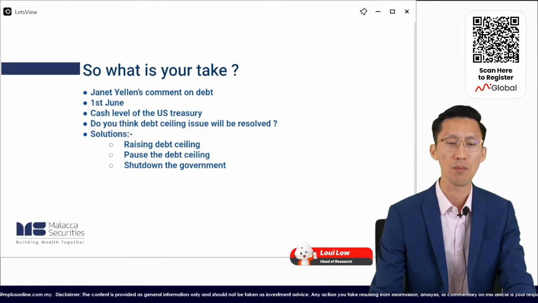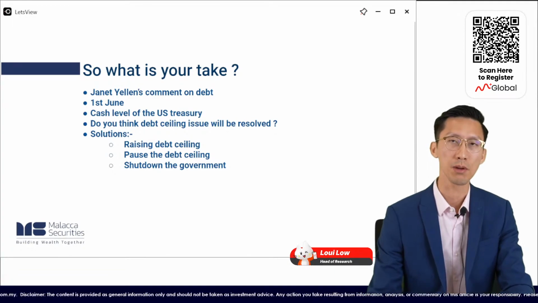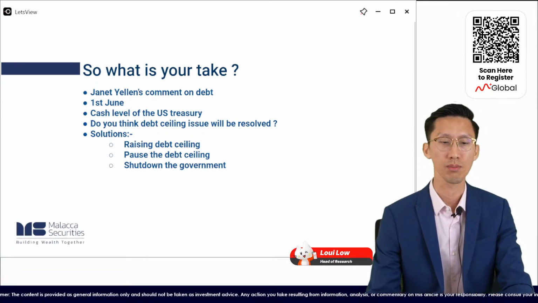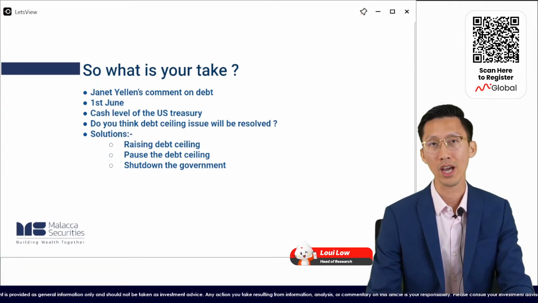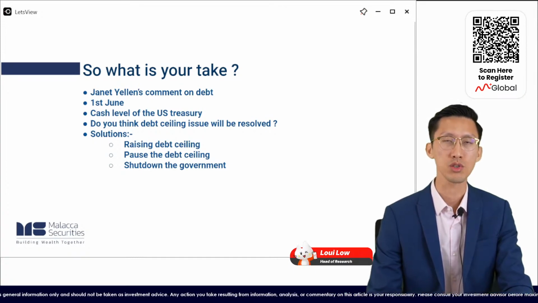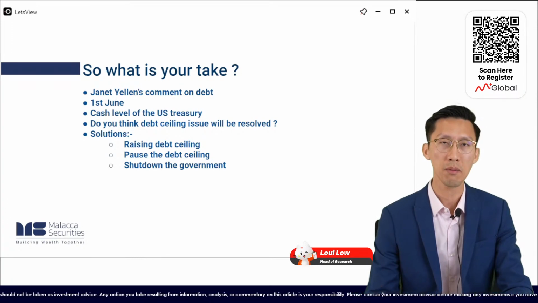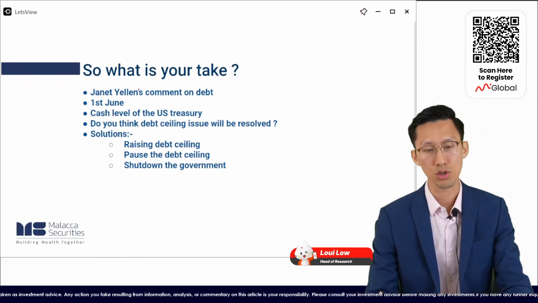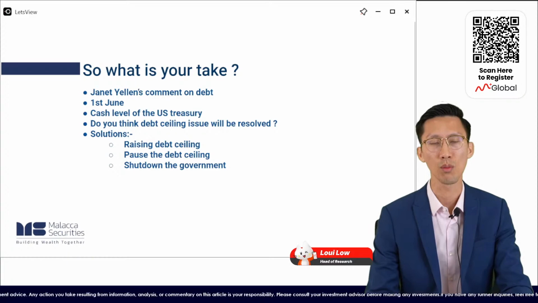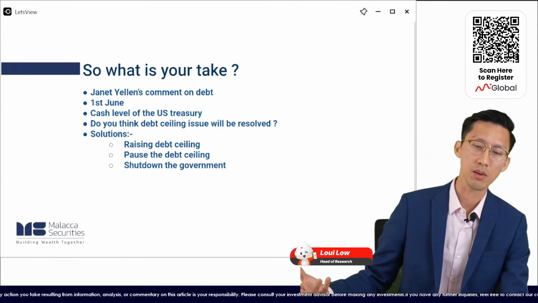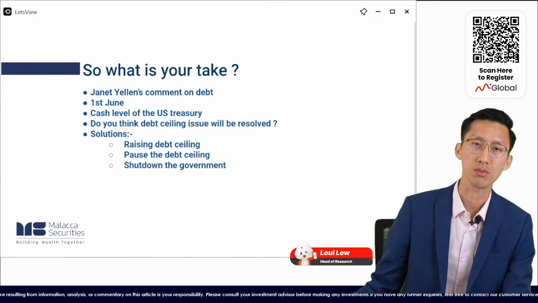So Janet Yellen has commented on the debt and said that everything needs to be settled by 1st of June. Although the cash level in the US Treasury, in the April balance sheet, is still showing some cash of I think 300 billion. So do you think that the debt ceiling issue will be resolved? That is my question to you.